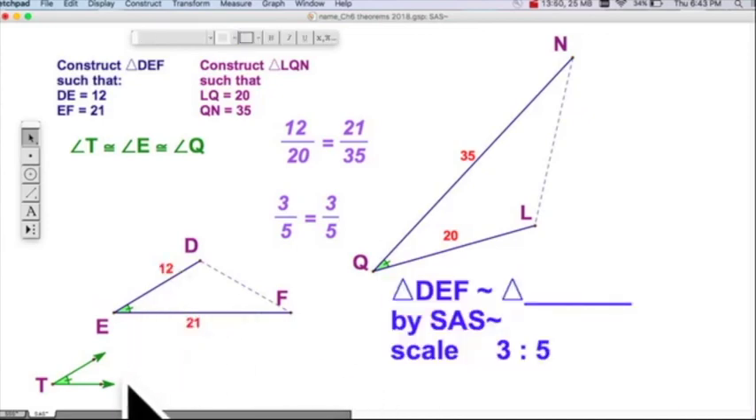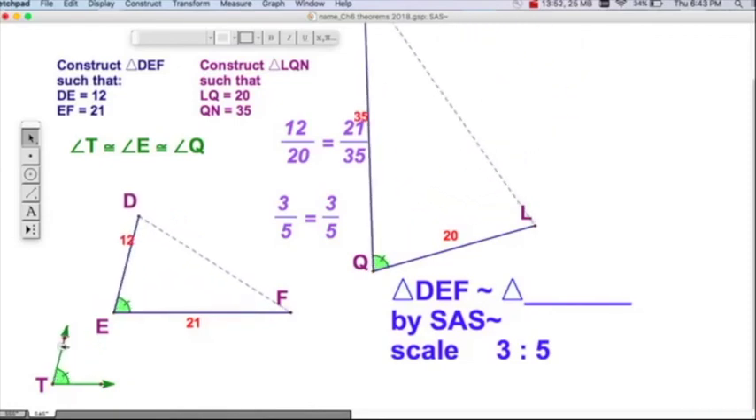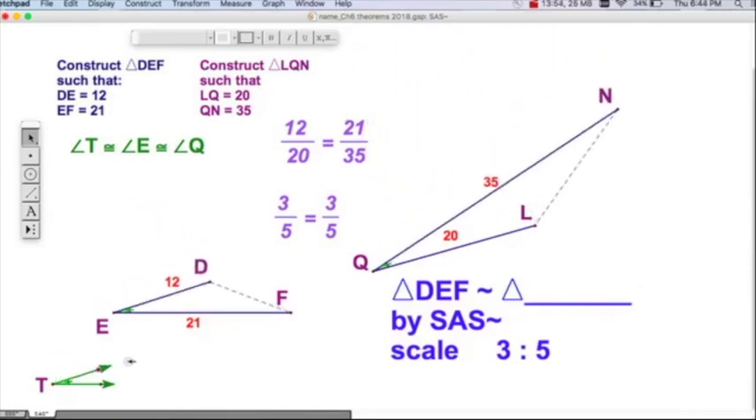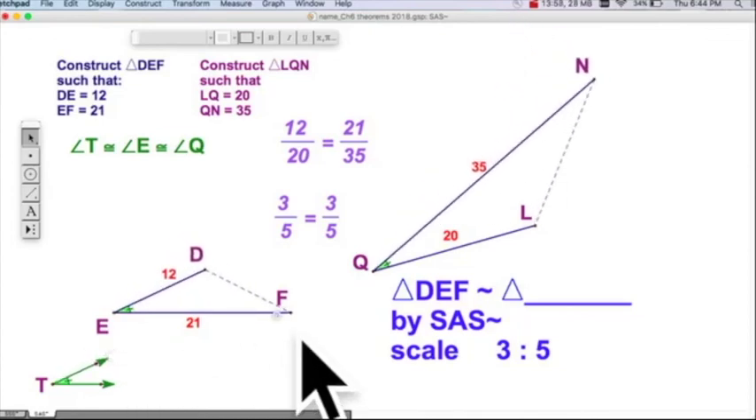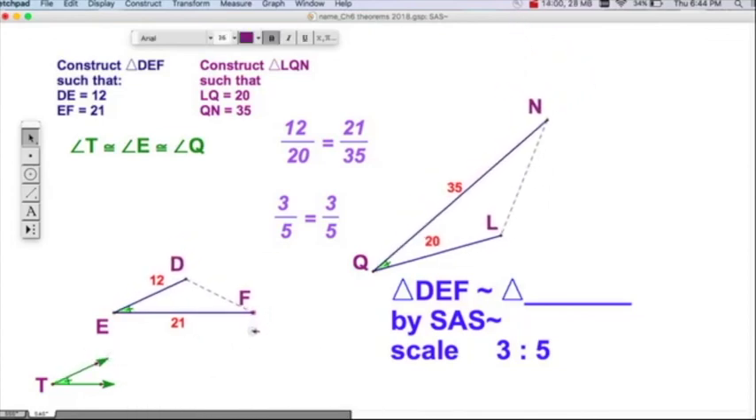This is an example of side angle side similarity. Remember, it does not matter what that angle is as long as it's congruent. Now, you can play with the scale. This is actually a lot of fun. But let's get them in the right order.